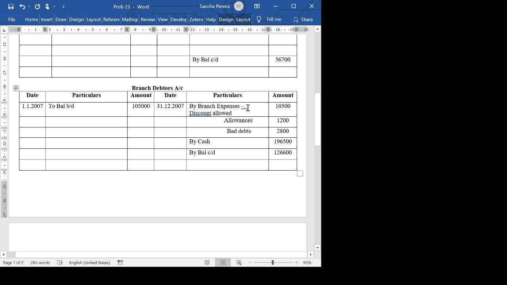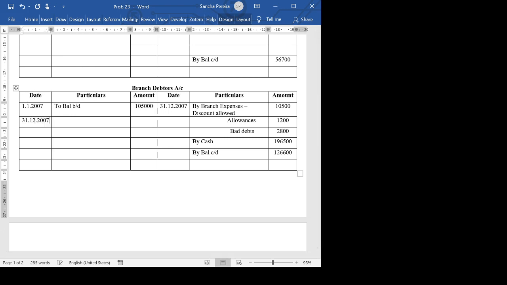The fact that there are debtors, that thing has to be there. What is it? Yes, very good. It's the credit sales that have not been given to us in the problem. So on 31st December 2007, I have to show credit sales, and credit sales will come this way.